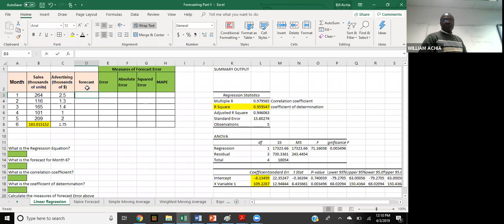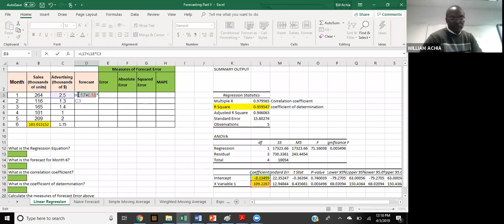And how I would do this would be, my forecast would be using that formula we have there, negative 8 plus this right here, multiplied by your advertising dollars. Okay, and I'm going to hold these numbers constant because I want to drag my formula down.